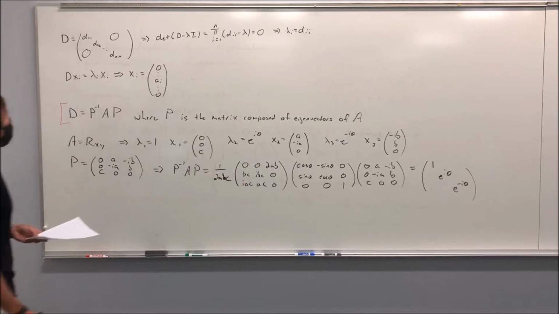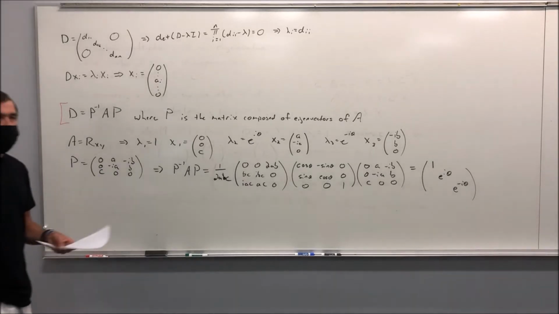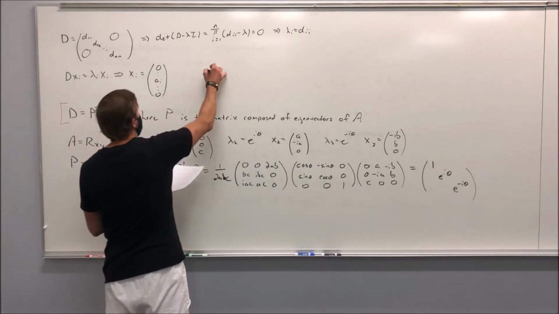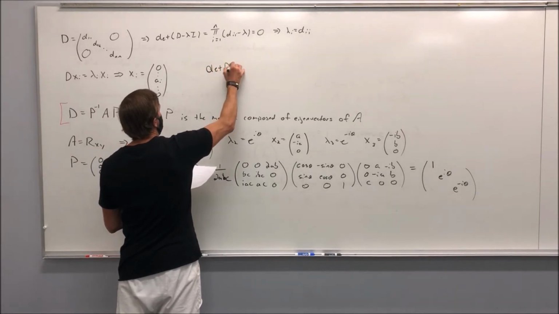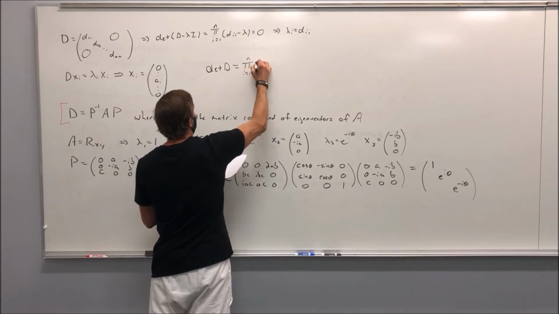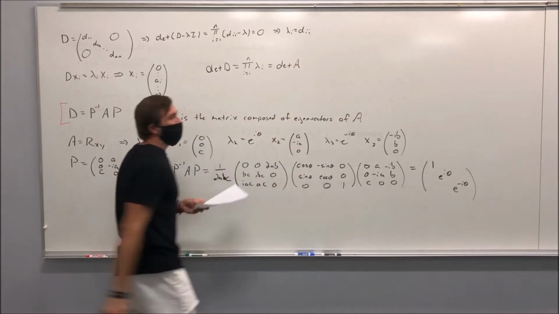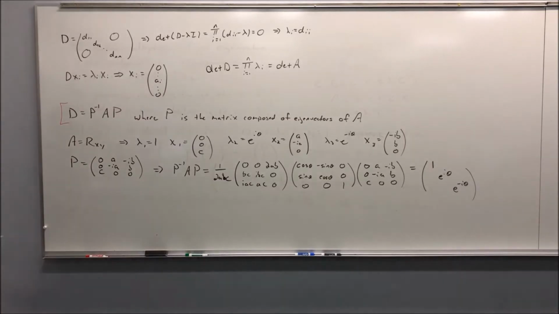One more quick observation. What is the determinant of D, the big diagonal matrix D? It's the product over all the eigenvalues. So that D is just a product over the eigenvalues, which is, of course, the same as the determinant of A, because it shares the same set of eigenvalues.